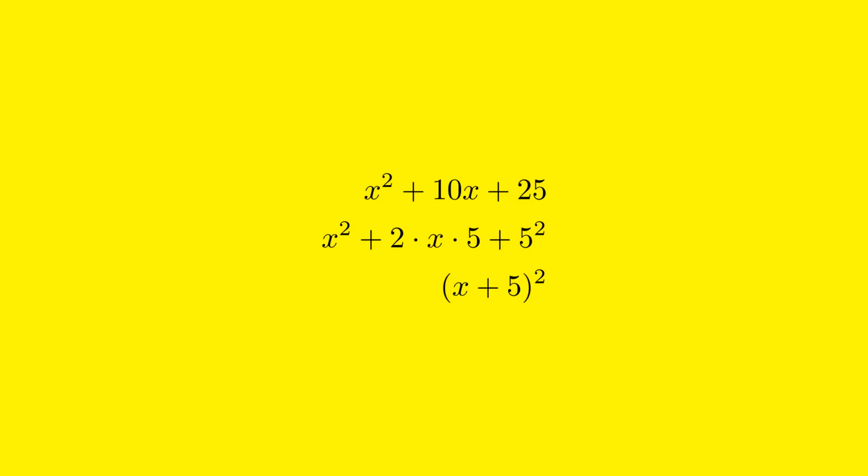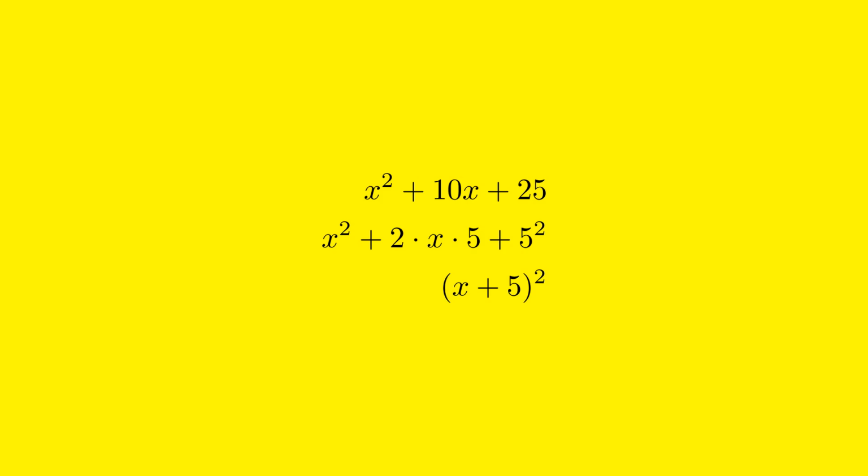Step 1. To factorize the equation x squared plus 10x plus 25, first, identify the quadratic expression. The given equation is x squared plus 10x plus 25. This is a perfect square trinomial.